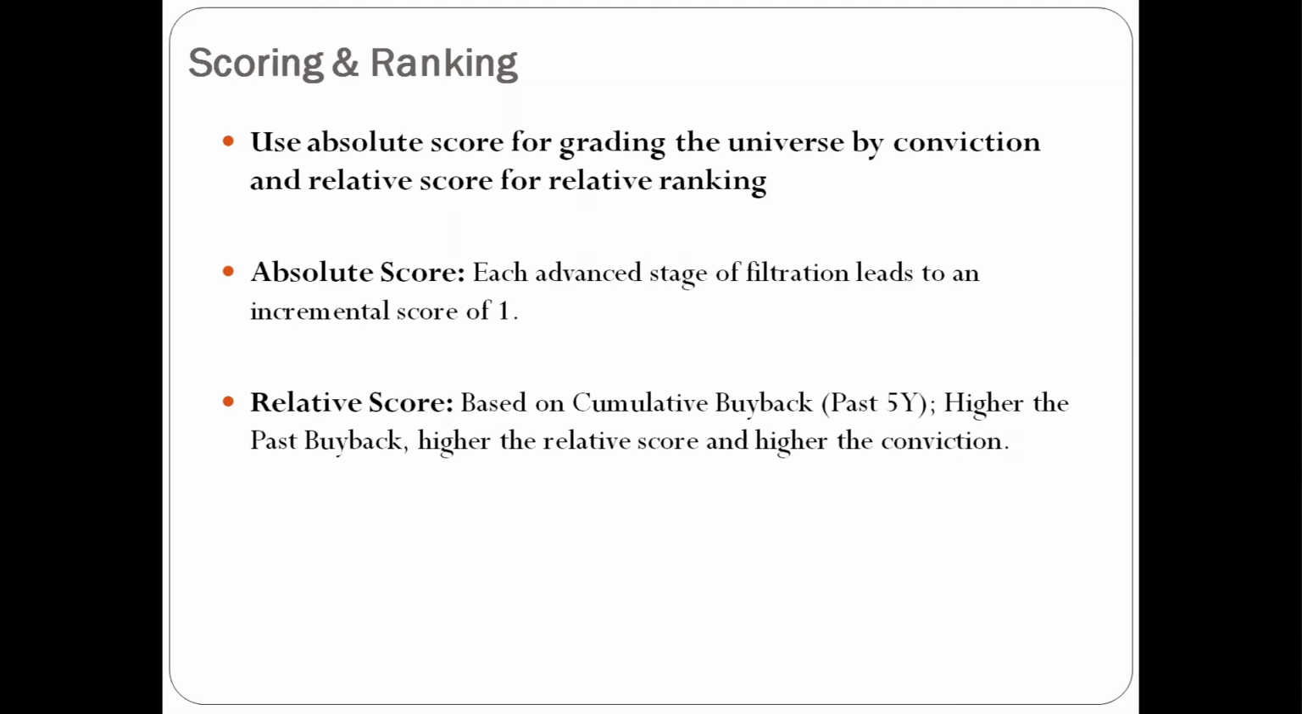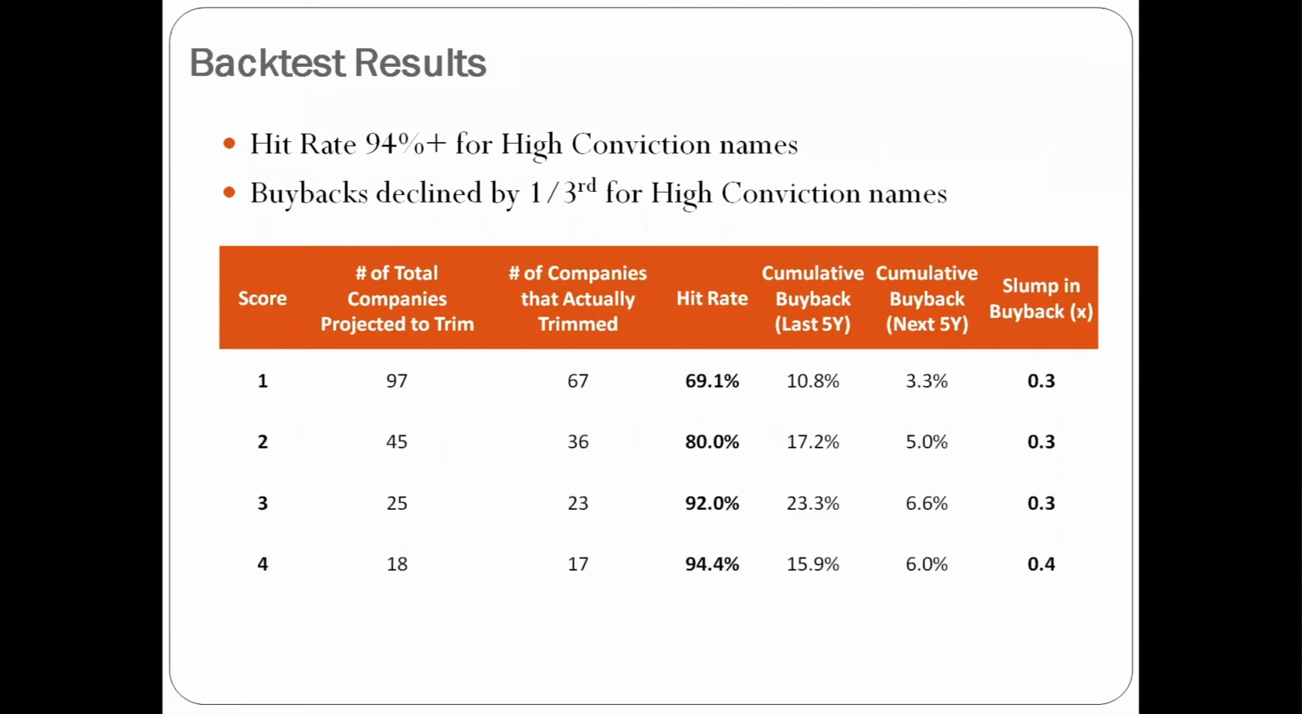I think for the backtest results, I'll show that the correlations and everything come out pretty similar, even though the companies that we have used for the backtest results here are different. So just moving on to the backtest results, the hit rates we get for the high conviction names is 94% plus. And for the companies with absolute score 3 and above, the buybacks have declined by 1/3 over the next 5 years versus the last 5 years. So pretty strong results across hit rate and magnitude of cut of the buyback.